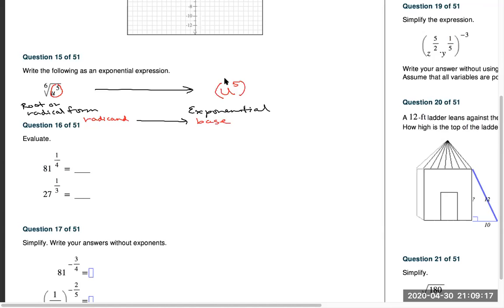And then this index you have here becomes a fractional exponent. So index becomes fractional exponent. So remember, you're going to have 1 divided by, and then you have your n value there. Okay, now don't leave it like this because you can still multiply the exponents to make it nicer. So your final solution for number 15 should be u to the 5/6.